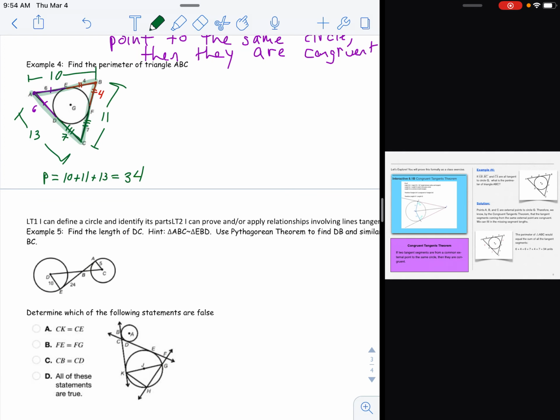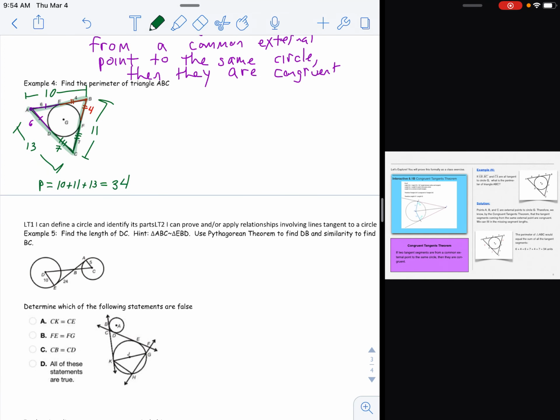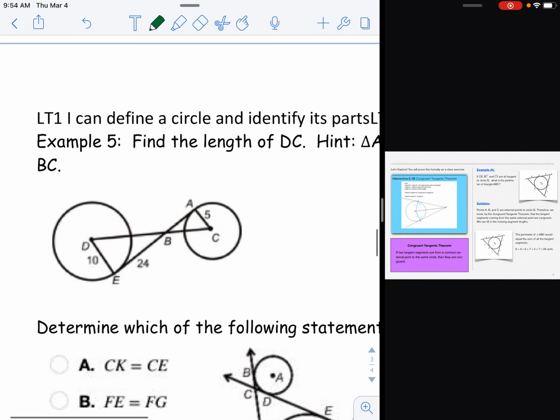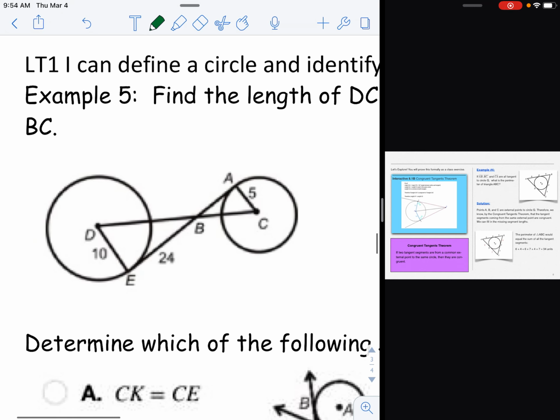All right, find the length of DC. This is a good challenge problem right here because we have to use similarity and Pythagorean theorem to find BC. So this is just a combination of a bunch of stuff we've been doing so far. This is perpendicular, so this is a right triangle. We're going to use Pythagorean theorem right here to find C.